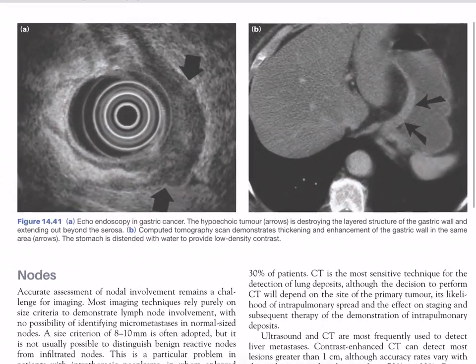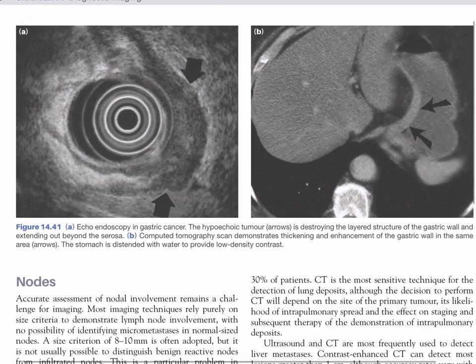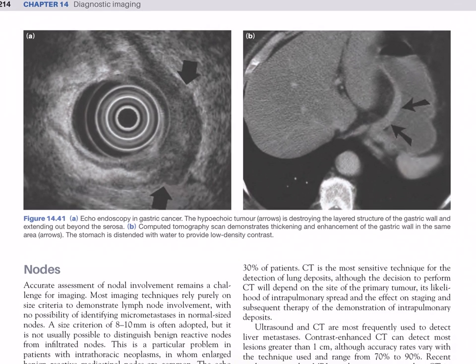Figure 14.41. Echo endoscopy in gastric cancer. The hypoechoic tumor, arrows, is destroying the layered structure of the gastric wall and extending out beyond the serosa. In the B image, computed tomography scan demonstrates thickening and enhancement of the gastric wall in the same area. The stomach is distended with water to provide low density contrast.